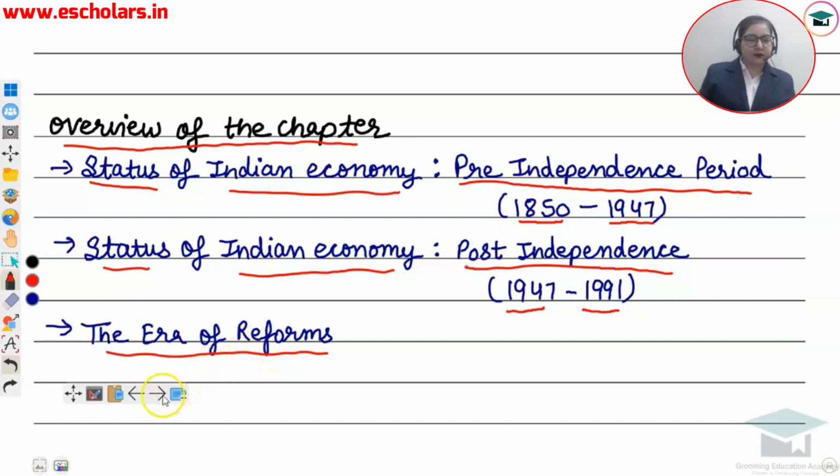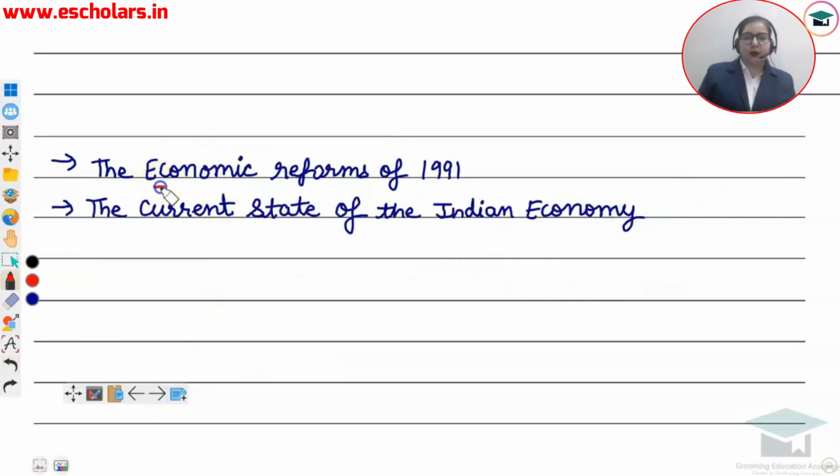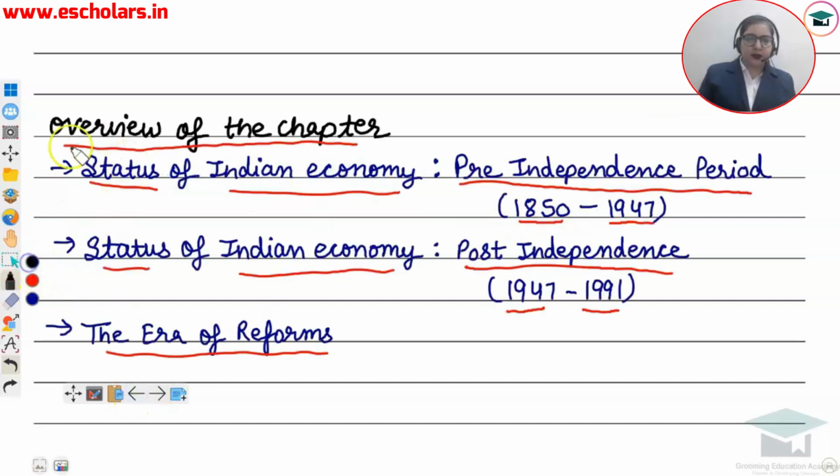Next, we will talk about the era of reforms, that is the era of early liberalization or early reforms. Also, we will talk about the economic reforms of 1991, that is liberalization, privatization and globalization. And the most important, we are going to study the current state of the Indian economy. So we will study the situation of the agriculture sector, industrial sector and service sector of Indian economy presently.